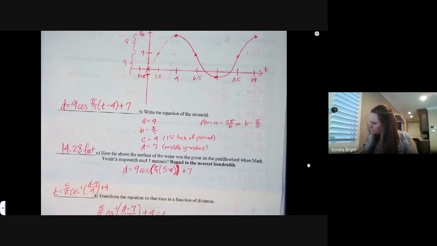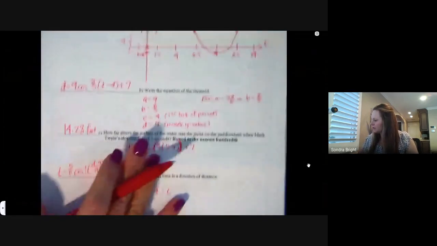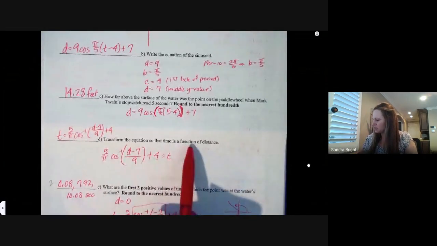Okay. For part D, transforming the equation so that time is a function of distance. That's where I just start undoing it. I got 5 over pi times inverse cosine of the quantity D minus 7 over 9, and then plus 4. That'll give you your time. And then they wanted the first 3 positive values when you're at the water's surface. Well, the water's surface is when D is 0.